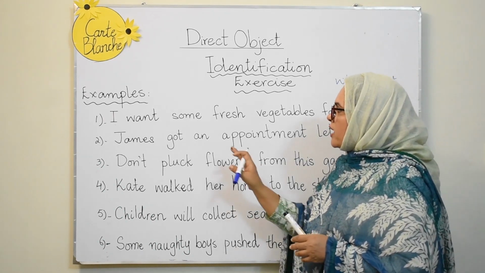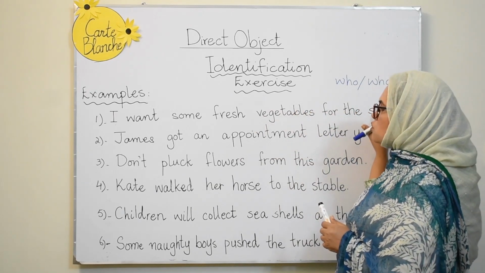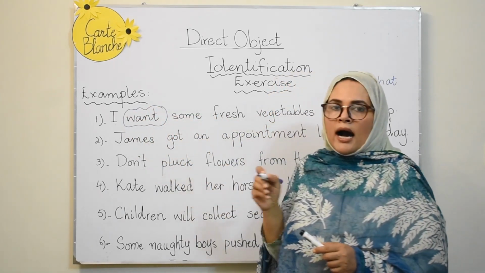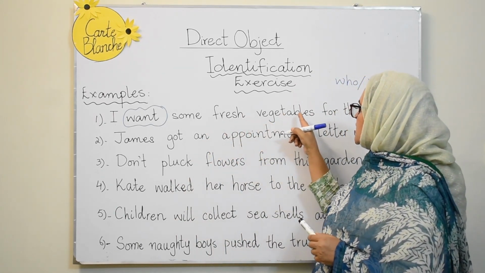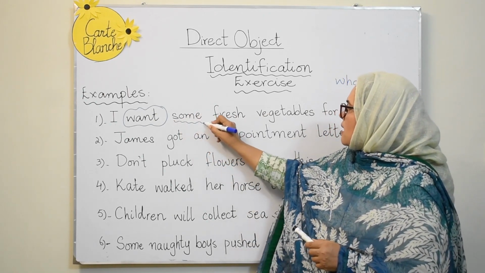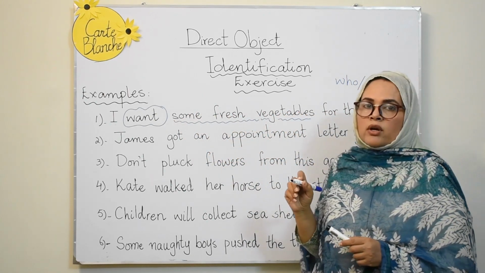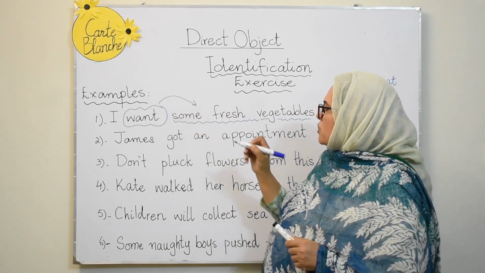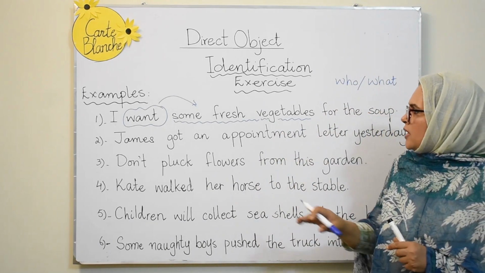Now let's find out where we have the verbs. I want some fresh vegetables for the soup. So I want. Now, I want what? Some fresh vegetables. So some fresh vegetables is my requirement. So the action is transferred over here, and this is the direct object.